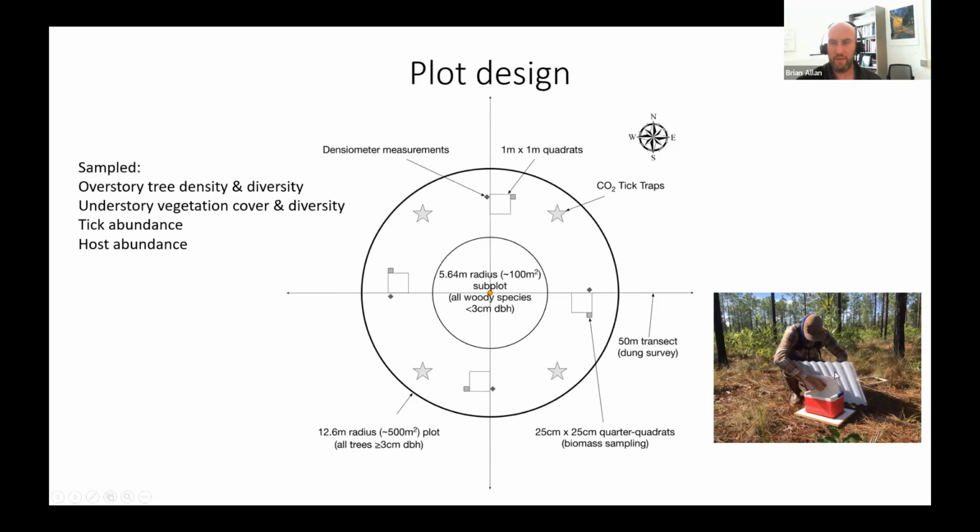We had to modify them slightly because we discovered that in Florida, it rains every day in the afternoon. And so we had to put these sort of rain shelters over the traps so that the tape didn't get wet. But with that modification, we were able to use our usual method of tick surveys. And then within each of these plots, we also performed dung surveys to measure the abundance of wildlife hosts, not just white-tailed deer, but a number of other wildlife host species that occurred within these sites.